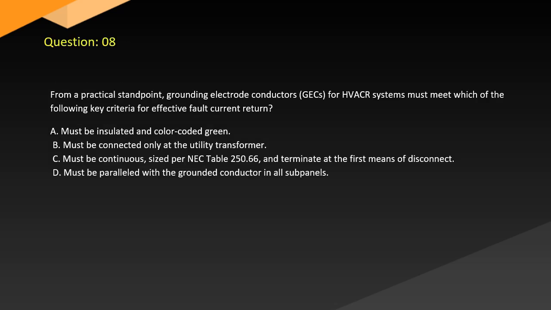Question 8. From a practical standpoint, grounding electrode conductors (GECs) for HVACR systems must meet which of the following key criteria for effective fault current return? A. Must be insulated and color-coded green. B. Must be connected only at the utility transformer. C. Must be continuous, sized per NEC Table 250.66, and terminate at the first means of disconnect. D. Must be paralleled with the grounded conductor in all subpanels.